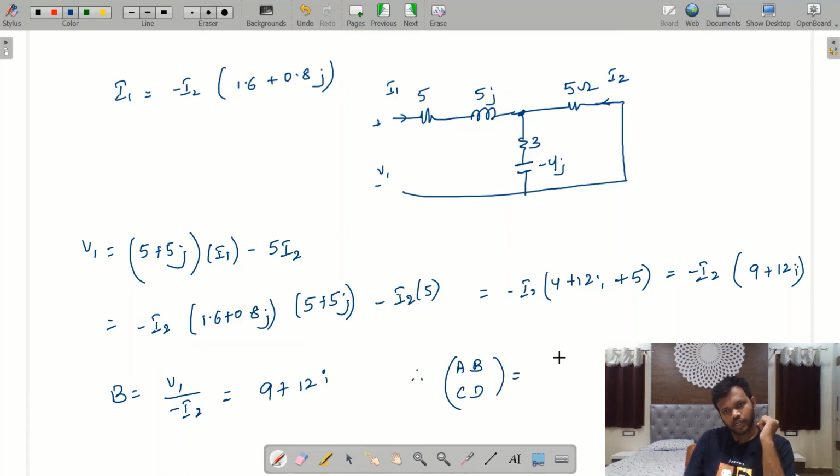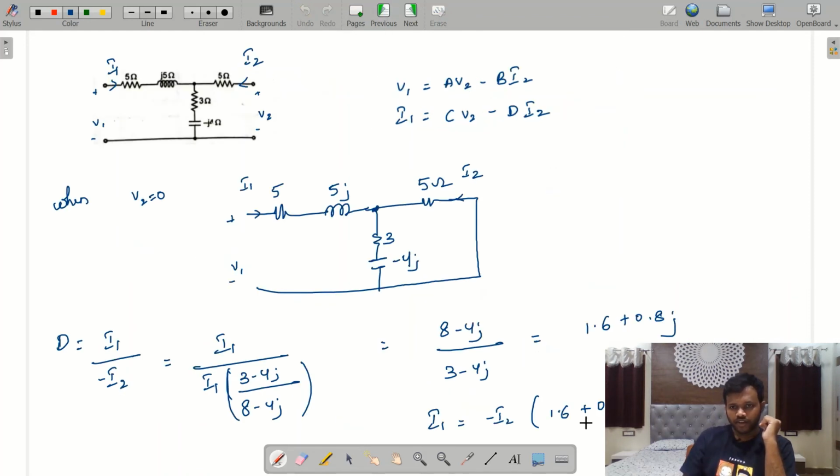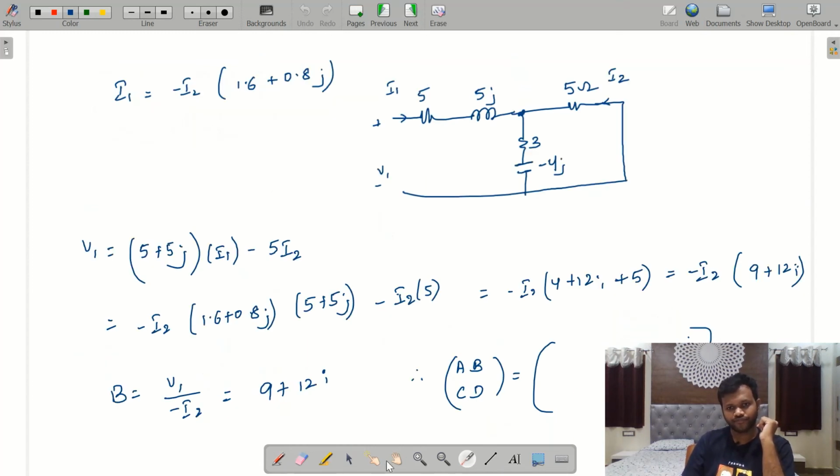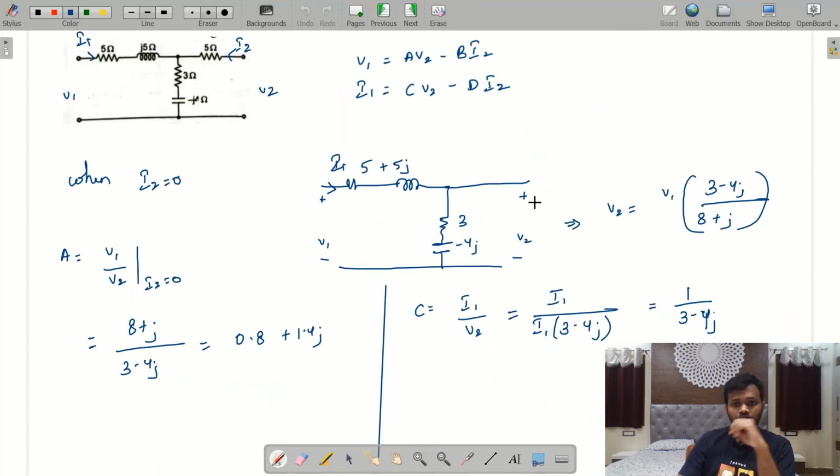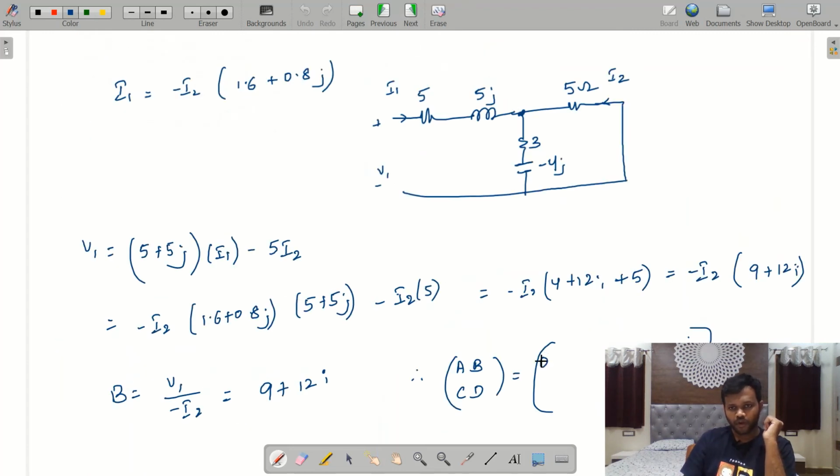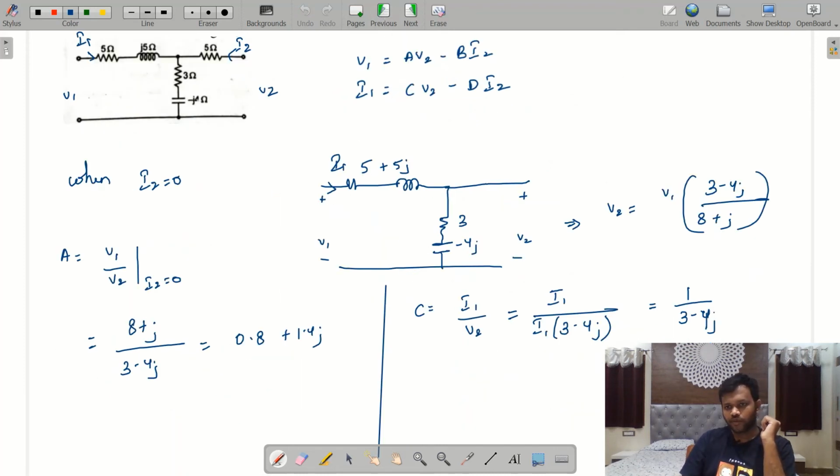Therefore, the ABCD parameters: B we have got as 9 plus 12j. D will be 1.6 plus 0.8j. A equal to 0.8 plus 1.4j. C equal to 0.12 plus 0.16j.